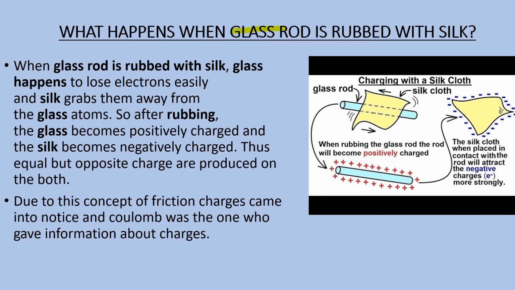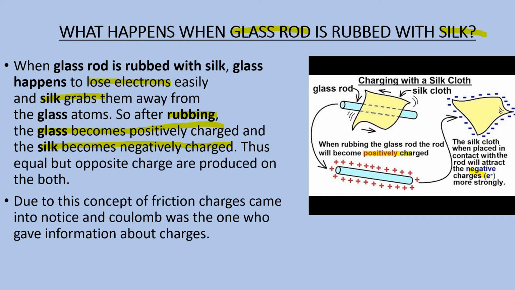What happens when a glass rod is rubbed with silk? Basically, when we rub both of them together, the glass rod loses some of its electrons, which are grabbed by silk, and once this rubbing is over, the glass becomes positively charged and silk becomes negatively charged. As you can see in the picture on the right, when these two are rubbed together, the glass acquires positive charge and silk acquires negative charge. So the question is, how does this transfer of electrons occur and why does glass acquire positive charge?